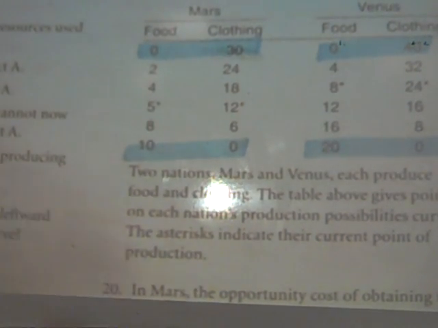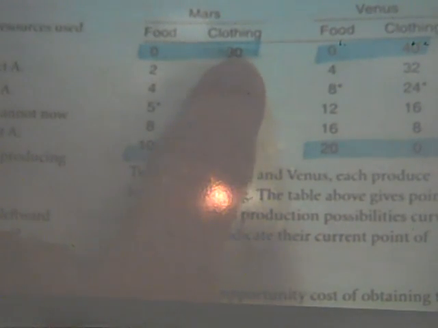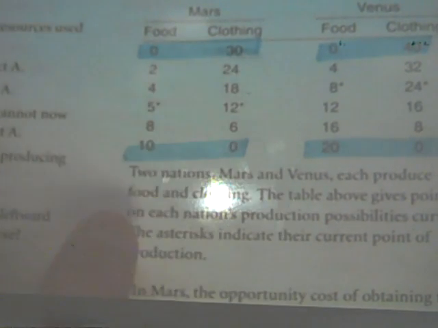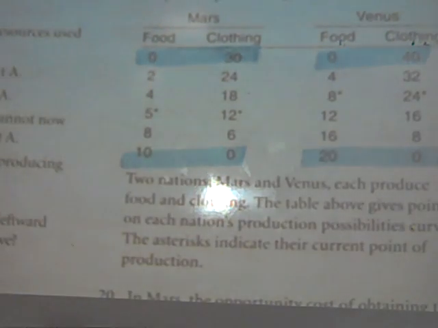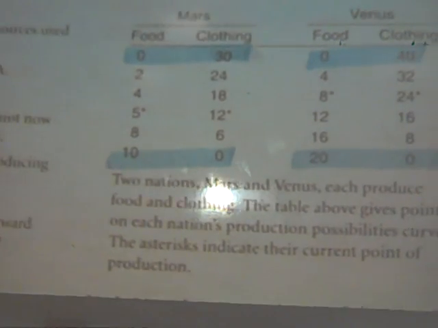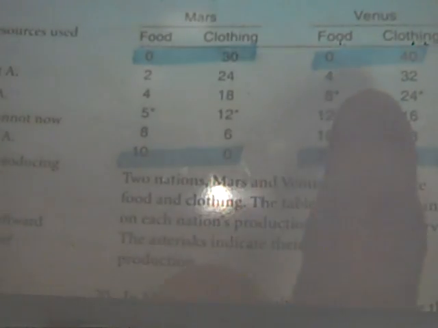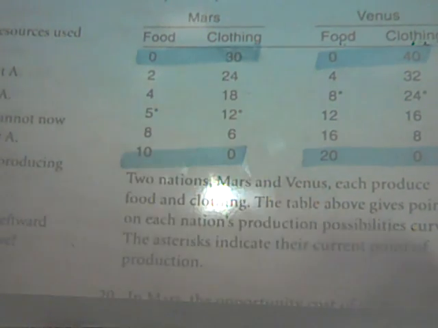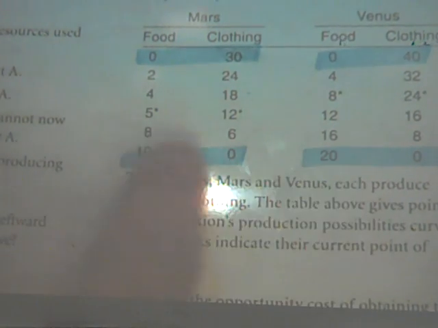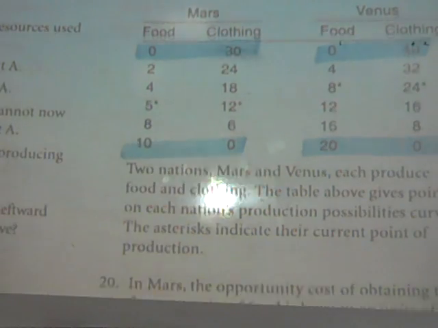All right? So you have to build an opportunity cost box with Mars's numbers being 30 clothing or 10 food, and Venus's being 40 clothing or 20 food. Who's better, by the way, at both? Looks like Venus is better at both. They produce 40 clothing. If Mars specializes, they only get 30. And Venus produces 20 foods. If Mars specializes, they only get 10 foods.